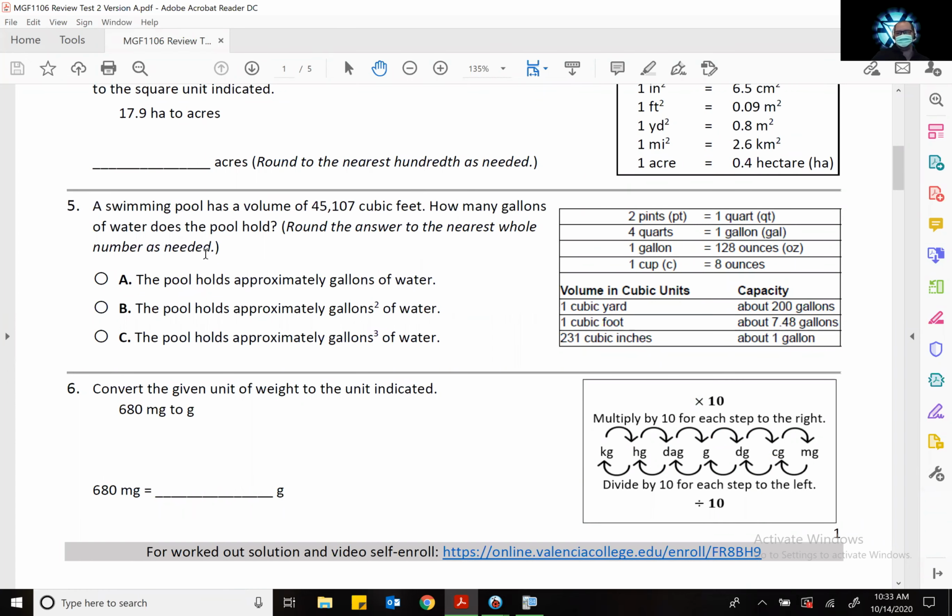Volume is coming to us from 9.2 as well. I believe volume is in 9.2 as well. Yeah.